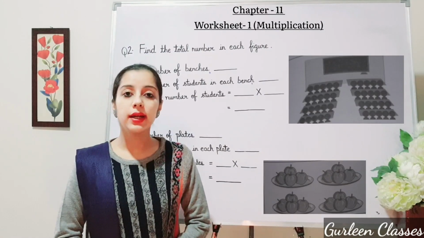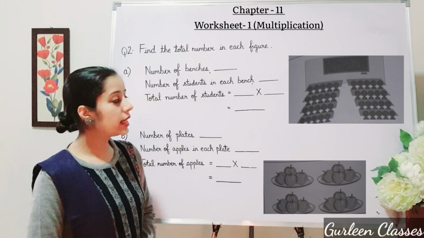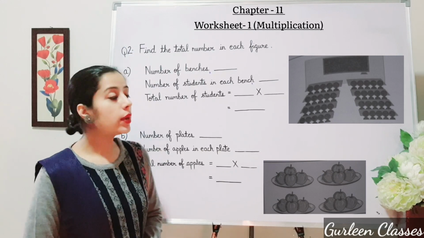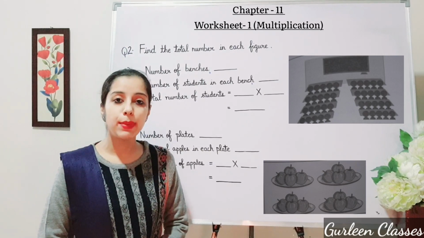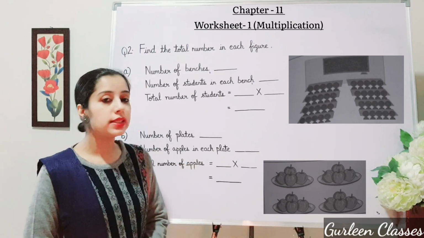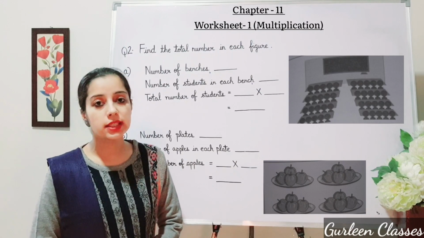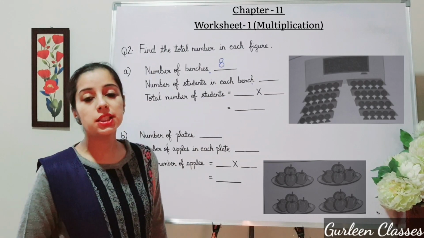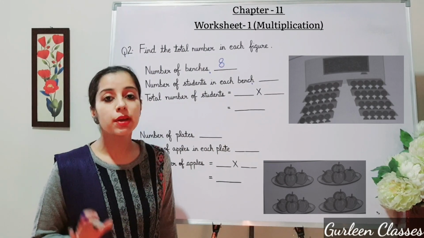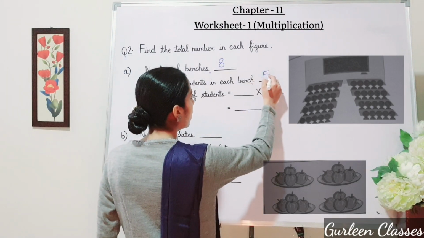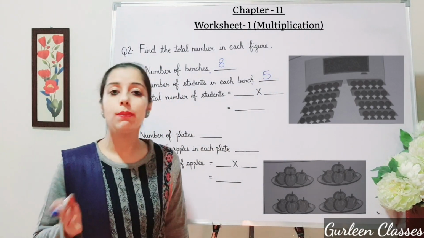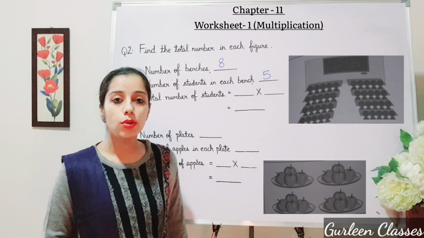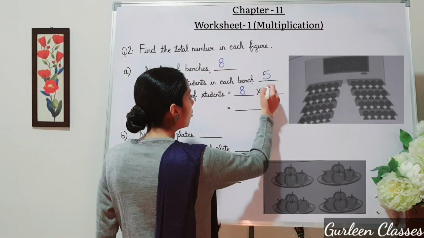Question number 2, find the total number in each figure. Here you can see figures are drawn. On the basis of this figure, we have to write the total number. A part, you can see the number of students and benches. How many benches are there? Total there are 8 benches. So write here 8. And the number of students in each bench. How many students are sitting in each bench? 5. So 8 into 5. How will we find the total number of students? We will multiply. Whenever we have to find the total number, we multiply 8 into 5. So the total number of students is 40.